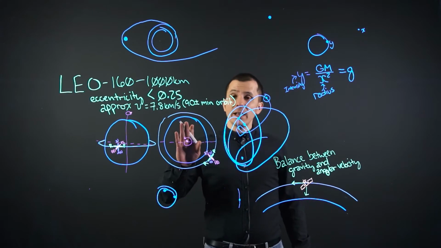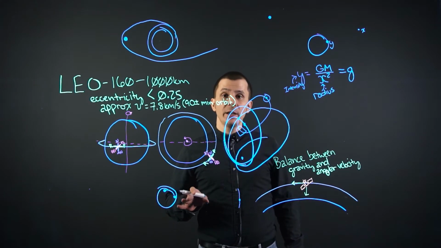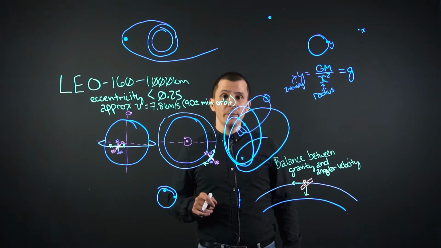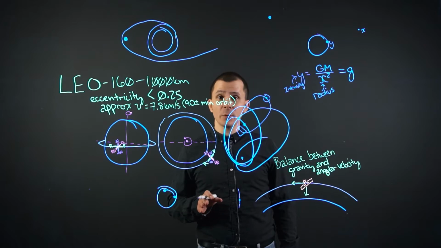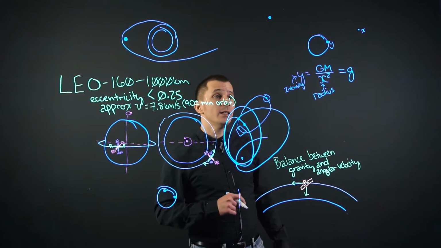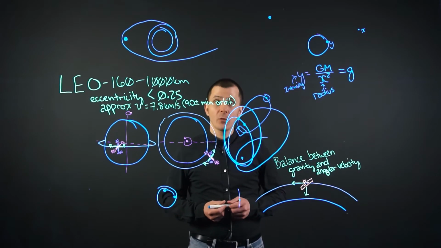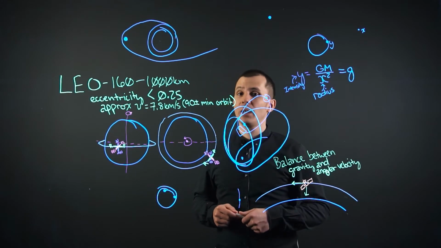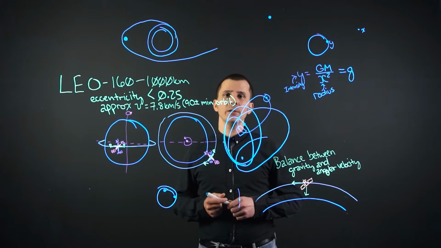The slingshot effect has been used in many, many missions by both NASA and various other space agencies around the world over the past 40, 50, 60 years. It's absolutely an incredible tool. Now, a few more things about orbits. You may have heard something called Lagrange points. What the heck are they?